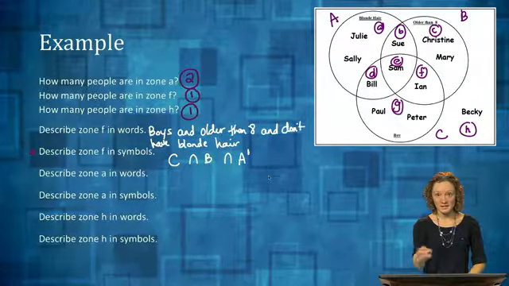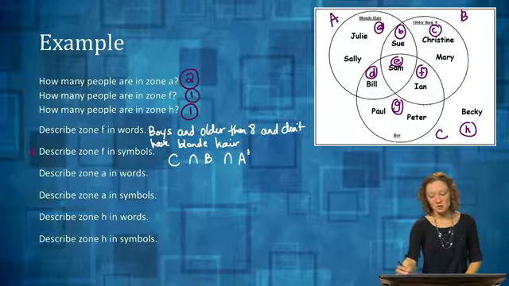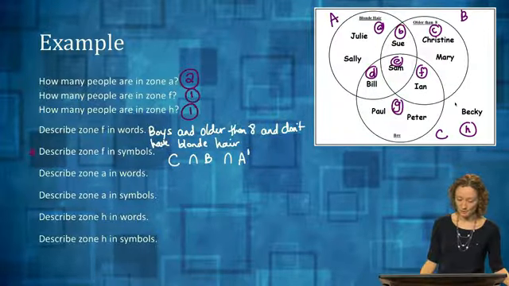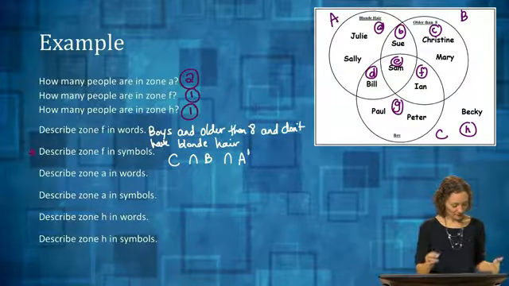If you were to go through the process and shade for what this would look like, you would ultimately come up with this zone being shaded and that zone being shaded alone. All right, let's do another example.